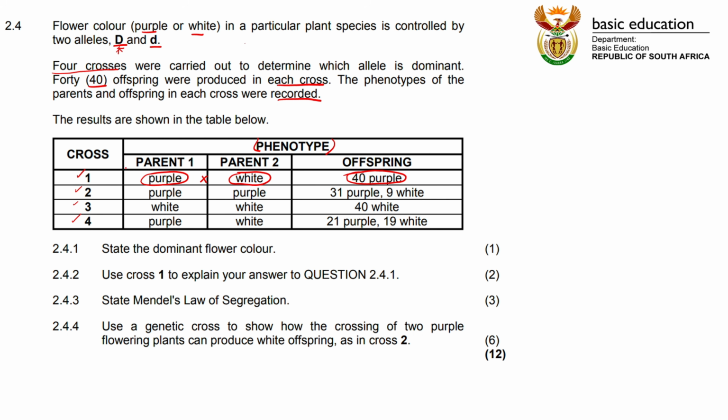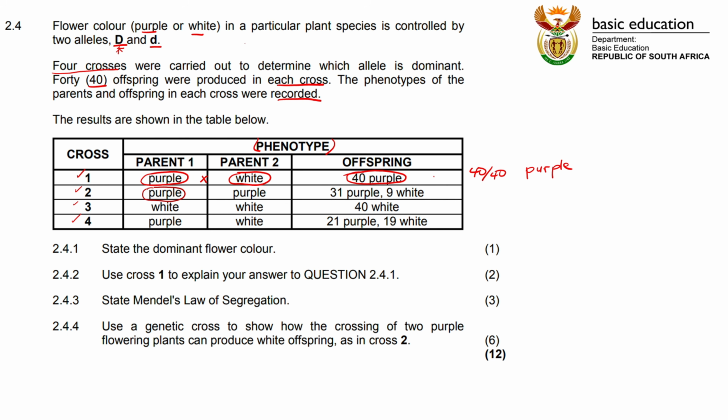Okay, so in the first cross, whereby we had a purple parent plant and a white parent plant, and we crossed those two, we found out we have got 40 purple offspring. So here we can say 40 out of 40 of the offspring are purple. Or you can say 100% of the offspring are purple because all of them are purple. Look at the second cross.